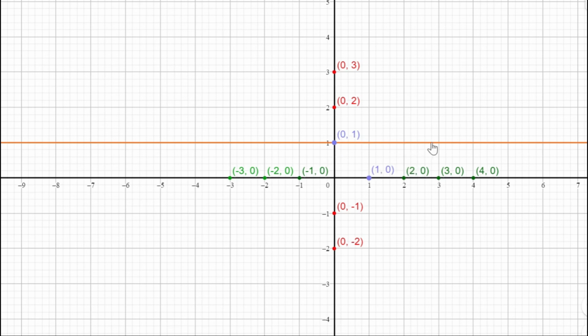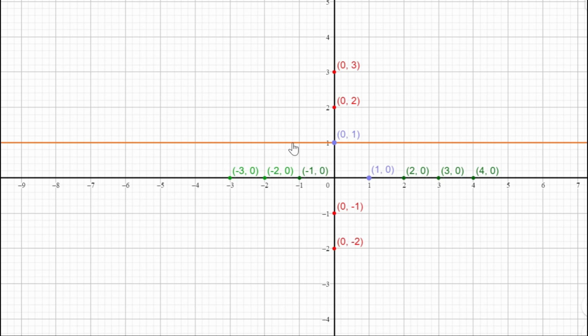So when we take any point on this line and draw a perpendicular to the y-axis, it always meets at 1. Again, if you take any point on this side and draw a perpendicular to the y-axis, it always meets at 1. Therefore, the y-coordinate of any point on this line is 1.